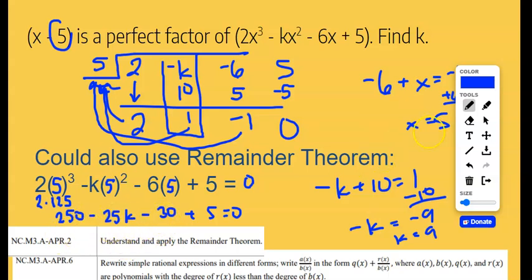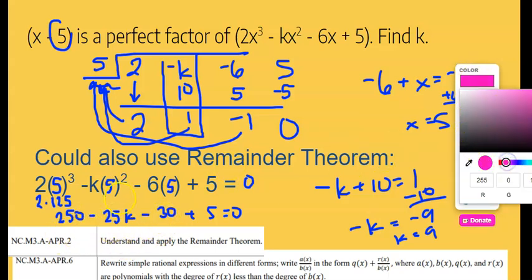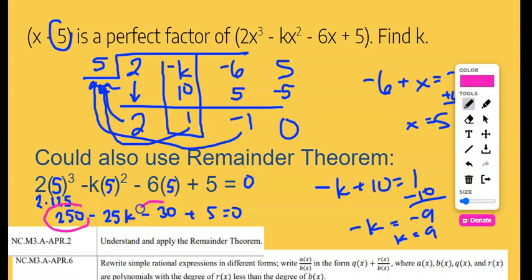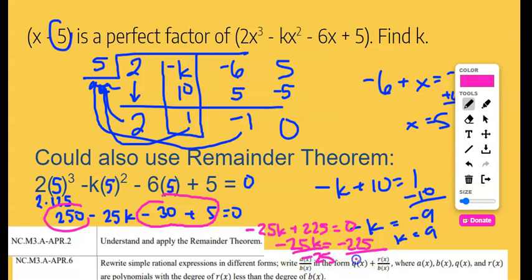Cleaning this up a little bit, let's change colors so this looks a little better because I'm getting crowded in my space. I can put all these constants together. 250 minus 30 plus 5 is 225. So right now I'm sitting at negative 25k plus 225 from adding all those together still equals 0. I'm going to subtract 225 from the other side. And finally I'm going to divide off this negative 25. And it looks like it's going to divide nice and pretty. And it looks like k equals 9 when you divide it, which is the same thing we had earlier.